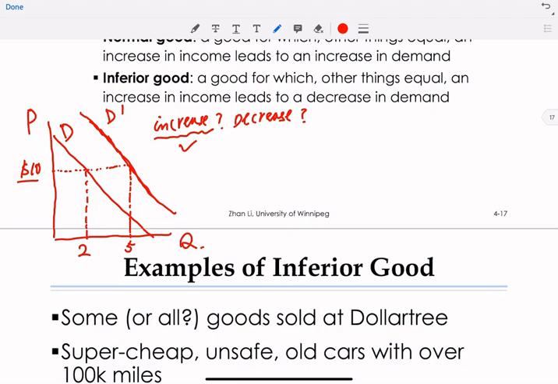Obviously, you could try other prices, right? Let's say you're trying the price of $5. Again, you can see that on this demand curve D prime, we are looking at this point. And on this demand curve D, we are looking at this point. So again, you can see that quantity demanded on this D prime curve is larger compared with the quantity demanded from the demand curve D, right?